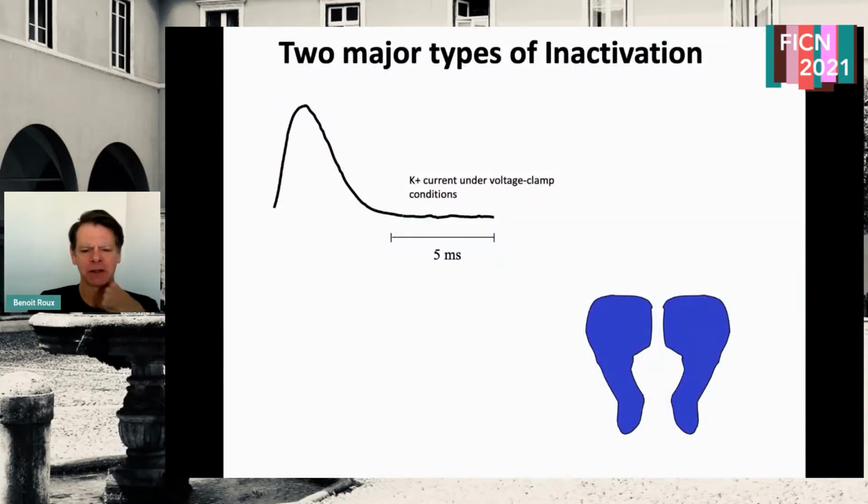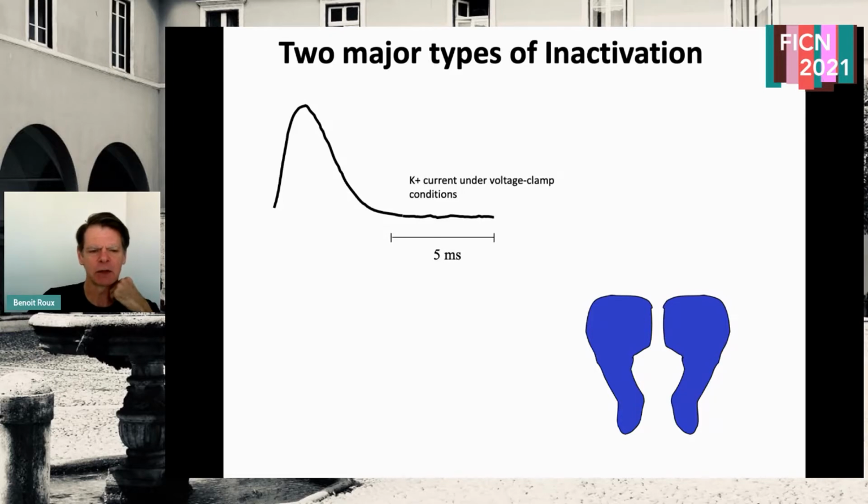So inactivation. Of course, by now we're in 2021. Many people have seen structures of ion channels, and ion channels are primarily known for ion conduction and selectivity. But of course, at the biological level, these are the two basic actions of a channel. But there wouldn't be biology if there wasn't regulation. And regulation means that you have to be able to turn on and turn off this process.